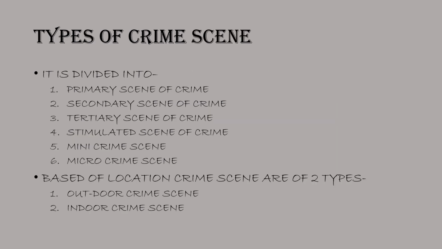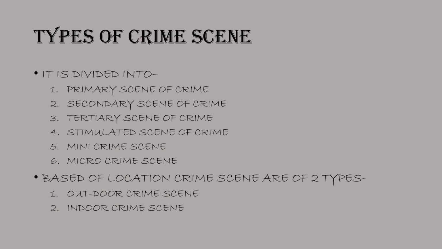Types of crime scene. The scene of crime can be divided into primary crime scene, secondary crime scene, tertiary crime scene, simulated scene of crime, mini crime scene, micro crime scene. And based on the location, the primary crime scene is divided into the outdoor crime scene and the indoor crime scene broadly. Now, the outdoor crime scene: if the crime occurs outside any house or in any open space, then it is referred to as outdoor scene of crime.